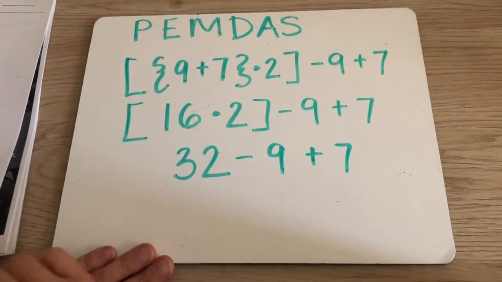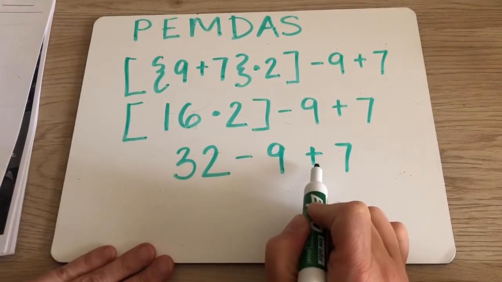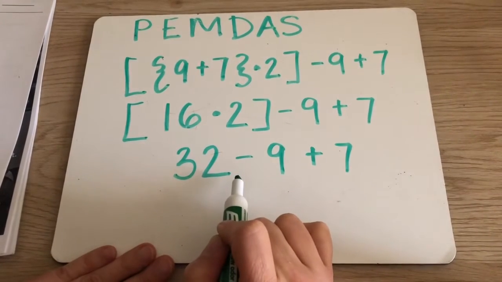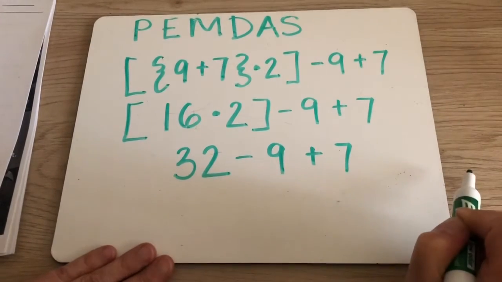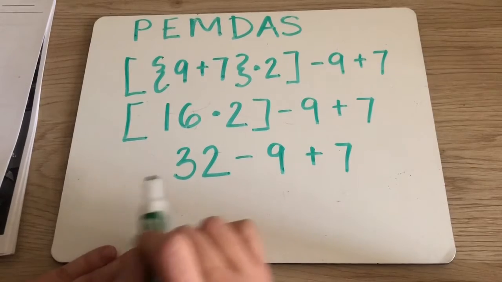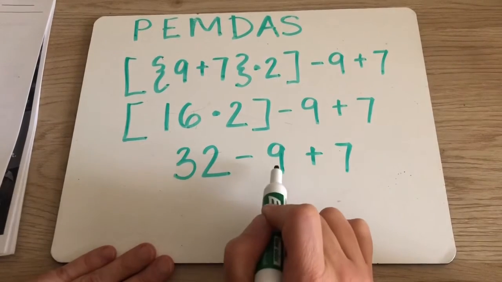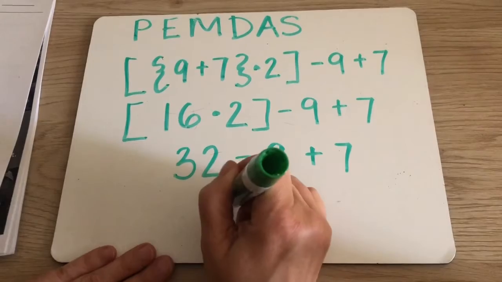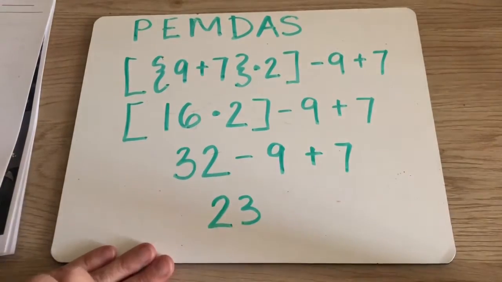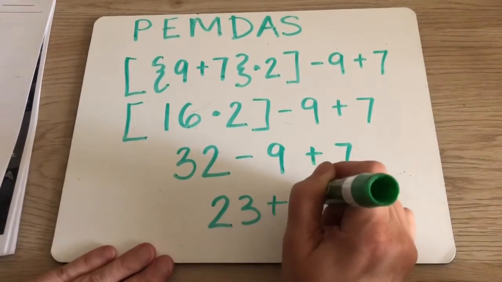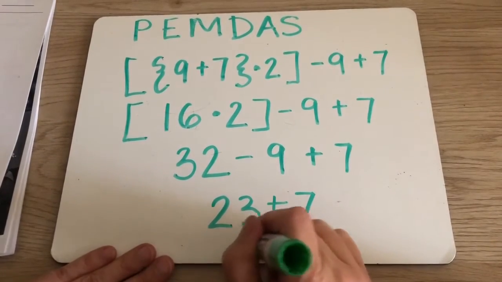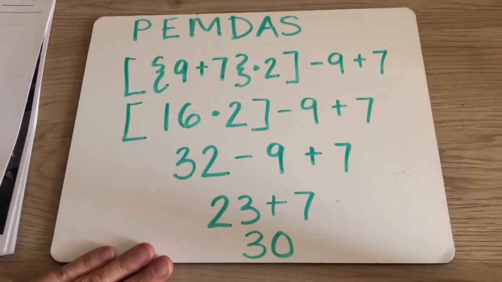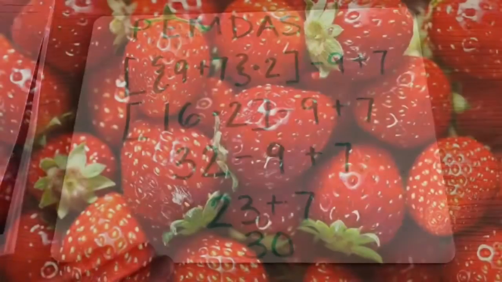Then for the next row, we have subtraction and addition. Remember that subtraction and addition are friends, they're equals. So now we just go straight across like this and solve whatever it is that comes first. So we'll do 32 minus 9. And then we'll do plus 7. And then the very bottom we'll put the answer, 23 plus 7. And that's how I want all of the problems written, so you might have to use an extra piece of paper.